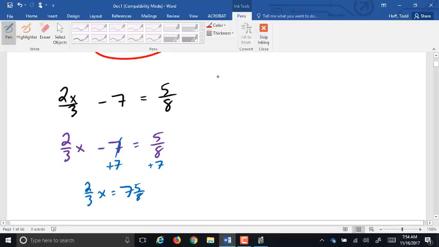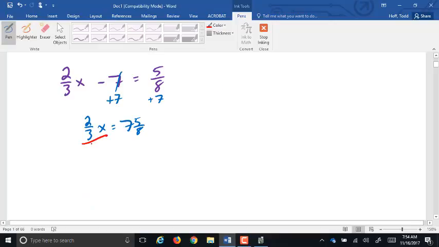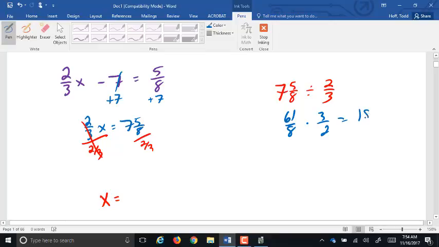And then divide by 2/3. So x equals 7 5/8 divided by 2/3. 7 times 8 is 56, plus 5 is 61/8, times 3 over 2, 183 over 16, which is, anybody? There you go.